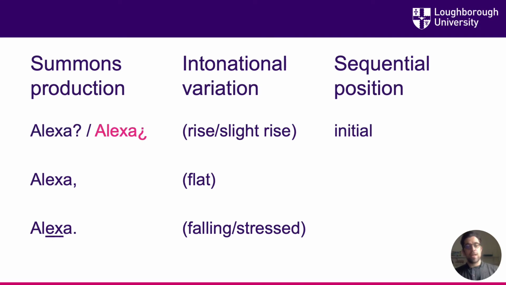A flatter intonation contour tended to correspond with repeated or second summons, where the first summons had been unsuccessful in securing the correct or indeed any response from the conversational user interface, sounding a bit like this. Alexa. A falling intonation at the end of the utterance, often with a stress on the middle syllable, Alexa, corresponded with moments where something was already happening.